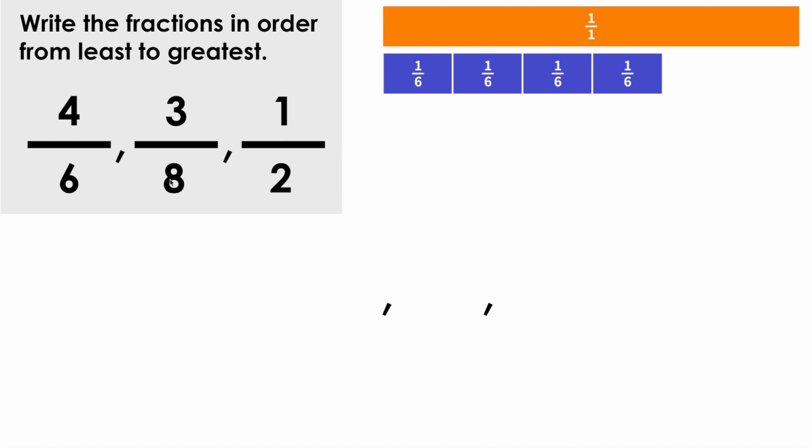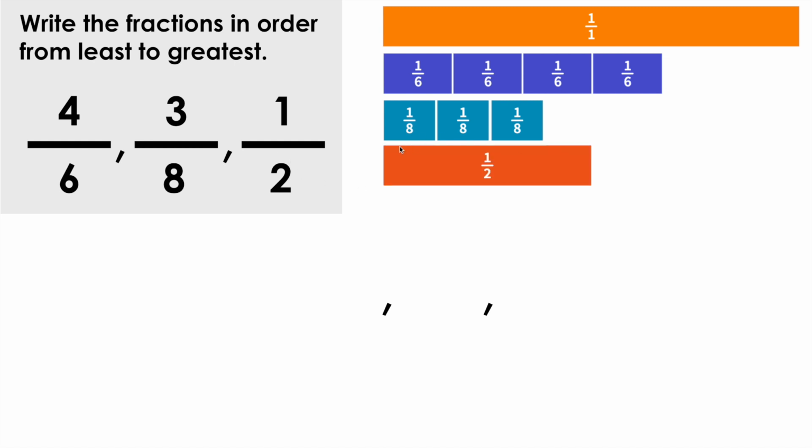Next, let's represent 3 eighths. 1 eighth, 2 eighths, 3 eighths. We know 3 eighths is less than half because 4 eighths would make half. Lastly, we have half. We notice that half is greater than 3 eighths, but it's less than 4 sixths.